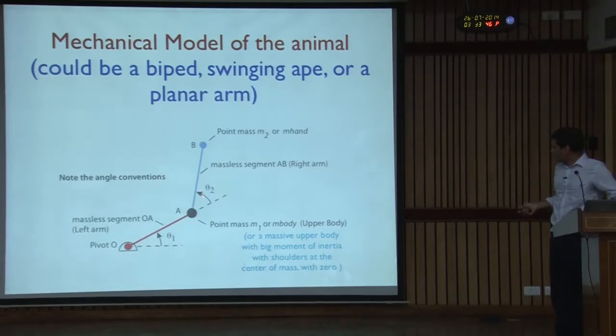Okay, so you can make up a simple mechanical model of this system. What we are imagining in particular is just some angles, theta 1, theta 2. This point is O, this point is A, this point is B. You're imagining that this point is M2 or M hand. This point is M1 or M body. And in this particular problem, we are imagining that M1 is much bigger than M2 because it's the body and this is the something that represents the arm.